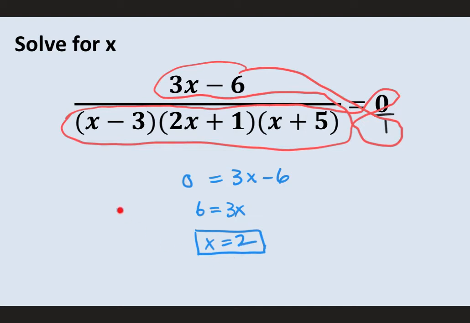take that 2 and double check. 2 minus 3? No, that's okay. 2 times 2 is 4 plus, no, that's okay. And 2 plus 5, yep, none of those make it equal 0, so this is a valid answer. Sometimes I like to draw a little check for myself to tell myself that I checked to make sure that it was a valid solution.